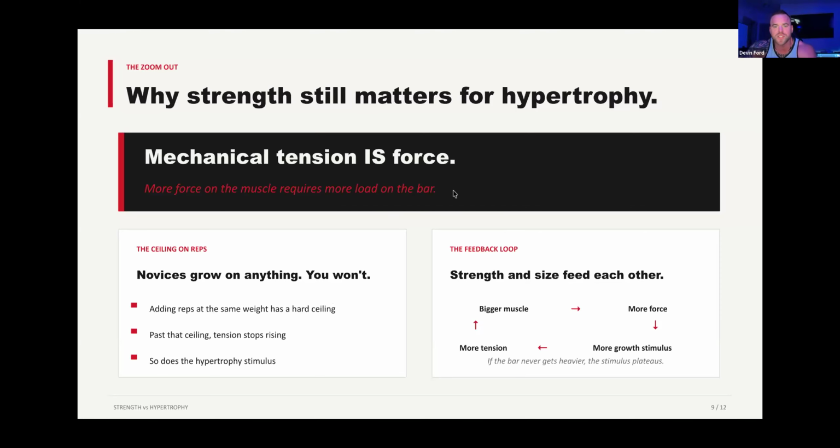So this is the feedback loop. Okay, so bigger muscle has more potential for force. The more force that you can put on the muscle, the more you grow. The more you grow, the more muscle you have to recruit, the more tension you can put on, right? It's a cycle. They go hand in hand. But this is really, really important because one without the other will not increase, okay?